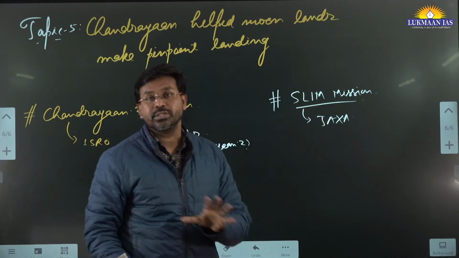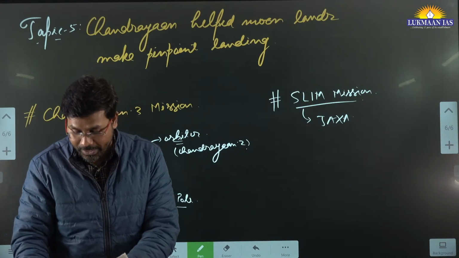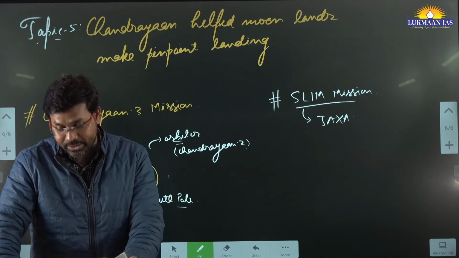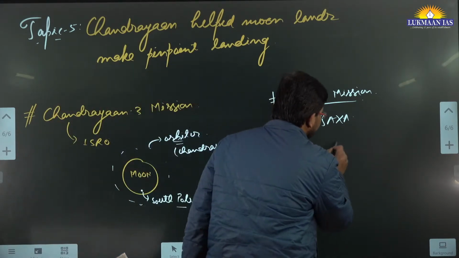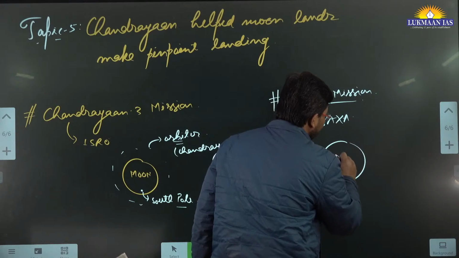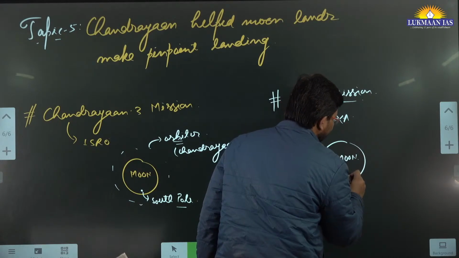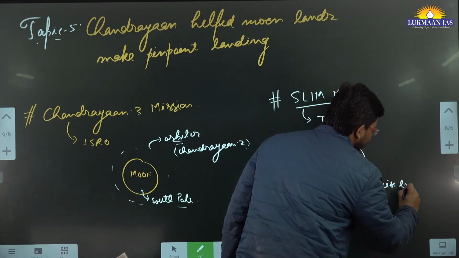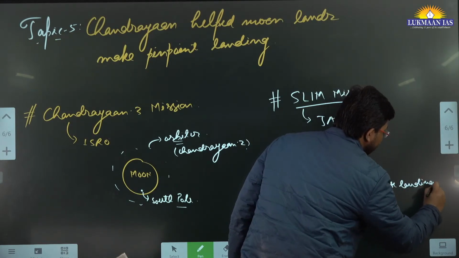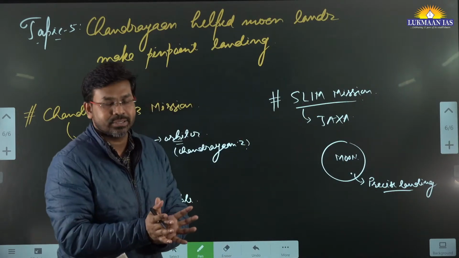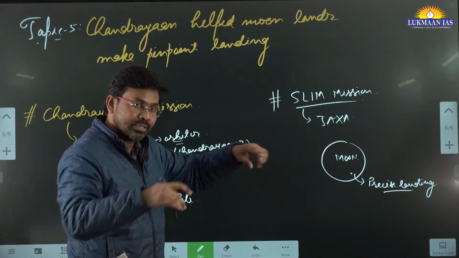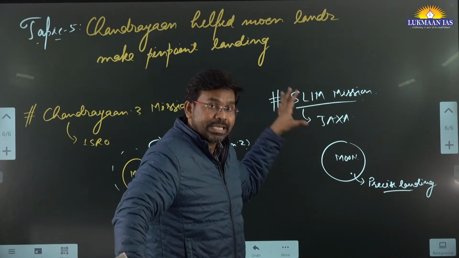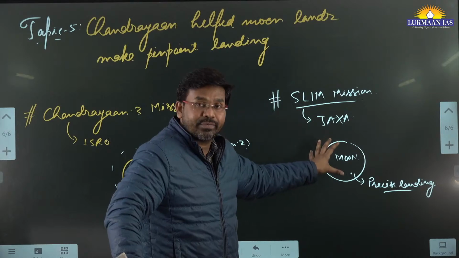So the SLIM mission is also a moon mission of Japan, and it is a very precise mission. They wanted to land on the moon at a very precise location, on the surface of the moon. Precise landing means within 100 meters, right? Within 100 meters of a particular territory, they wanted to make a landing. So this was a very precise mission, and they have successfully landed on the surface of the moon.